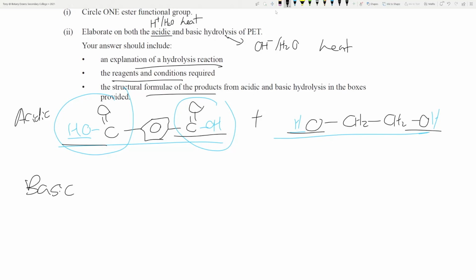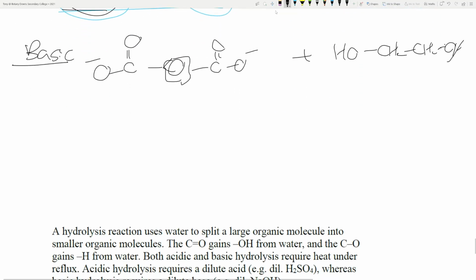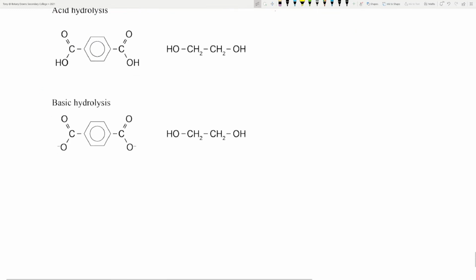But if you do this in basic condition, what is it going to do? Your alcohol doesn't do anything. But what's going to happen is that the carboxylic acid that you made here is going to be further neutralized by the basic condition. So it's going to give you COO- with this thing in the middle. Okay, so it's just literally one letter and one symbol difference, but that goes up to excellence. So hydrolysis reaction is just breaking down a large molecule into small molecules. You gain water, gain OH, gain H, and then both are happy. And then you require heat, and one uses acid, one uses base with water, and you break them down just like the one that we did.